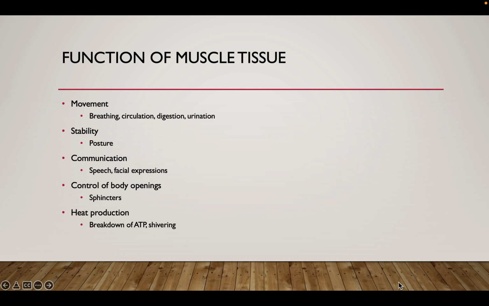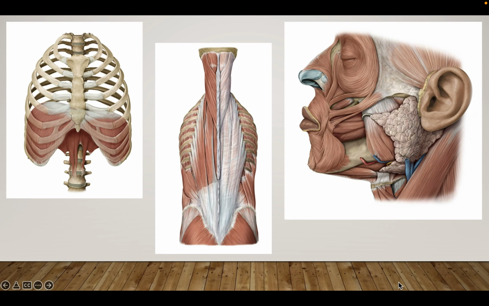And then we can also have muscles function in heat production. So when we shiver, we have very rapid contraction and relaxation of skeletal muscle that can produce heat. And then we can also break down ATP in this sense as well, and we have heat as a byproduct of that. So here we can see different muscles throughout the body.